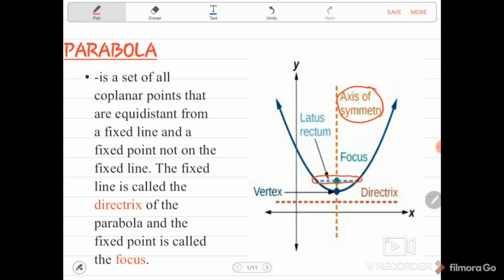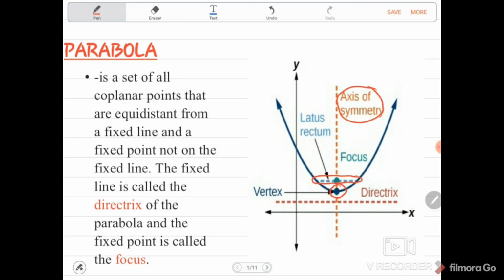The vertex and the endpoints of the latus rectum of the parabola are used in sketching the parabola. So, yun ang kailangan natin pag nag-graph tayo ng parabola. Vertex and focus and end of latus rectum. The point on the parabola midway between the latus rectum and the directrix is the vertex of the parabola. Ito yung pinakagitna niya. The vertex is the point where the curve changes direction.